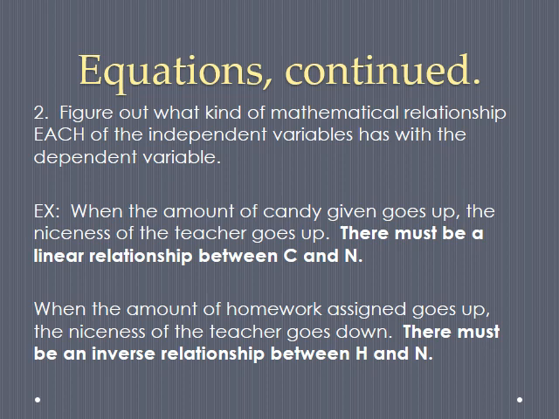The next step in building an equation is to figure out what kind of mathematical relationship each of the independent variables has with the dependent variable. So in our example of teacher niceness, when the amount of candy given to students goes up, the niceness of the teacher also goes up. So there must be a linear relationship between C and N. In addition, when the amount of homework a teacher assigns goes up, you're probably thinking that the niceness of the teacher is going down. So there must be an inverse relationship between H and N, homework and niceness.